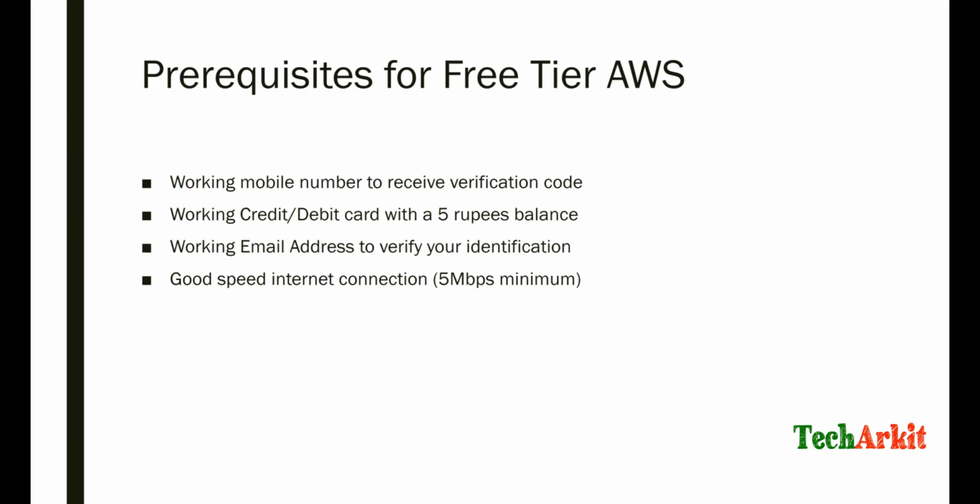They will send the verification code to your email address to confirm that you are giving correct email address details to AWS. The next one is, of course, you should have a good speed internet connection. From 2 Mbps to 5 Mbps is a good enough speed for creating the AWS account. But if you have more than that, that would be better for you. So let's see what you will get free whenever you create the AWS free tier account.